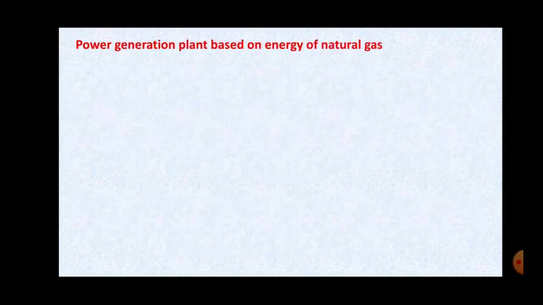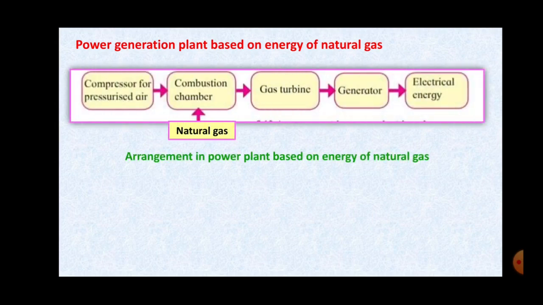Now the third power plant we are going to study is the power generation plant based on the energy of natural gas. So here the fuel is going to be the natural gas. Now here in this plant, the turbine is run by a gas at a very high temperature and pressure, which is generated by the combustion of natural gas. So natural gas is the fuel which is used. So this is the arrangement in a power plant based on the energy of natural gas.